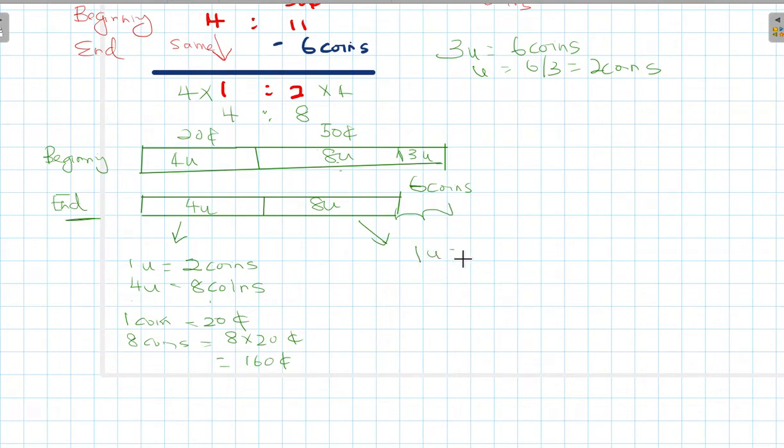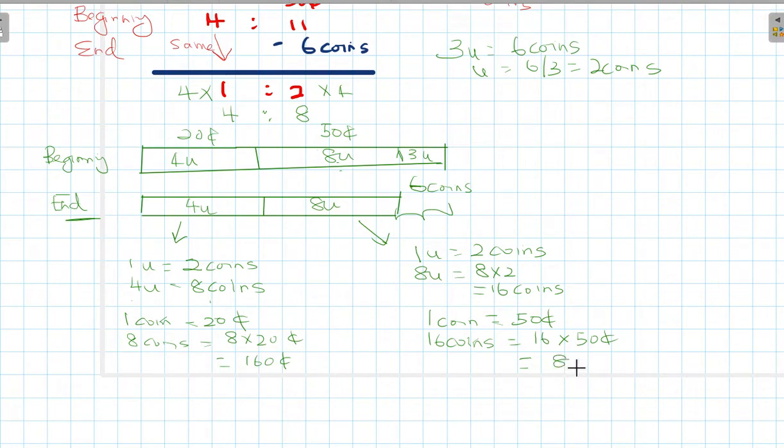What about over here, the other one? 1 unit equals 2 coins. How many units do I have? 6 units. It will be 6 times 2 equals 12 coins. If 1 coin here equals 50 cents, I have 16 coins, which will be 16 times 50 cents, giving me a value of $8, 800 cents.